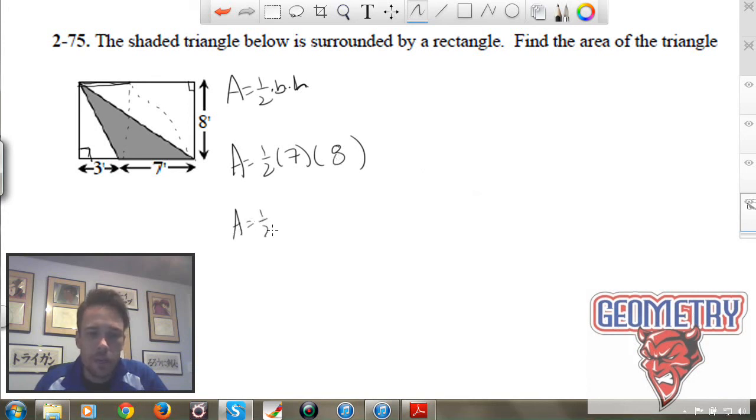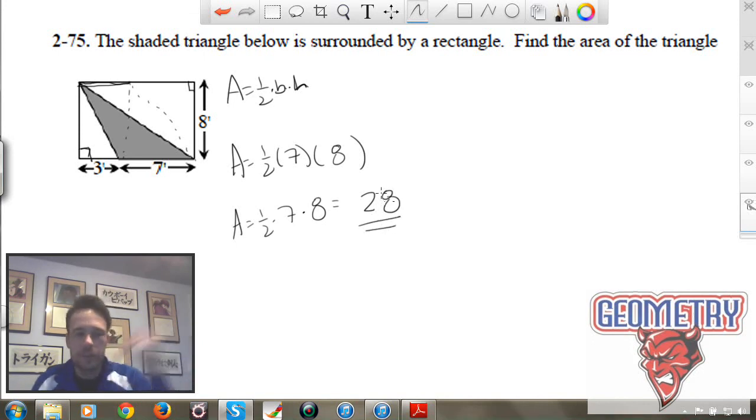So area equals 1/2 times 7 times 8, which is the same as 1/2 times 56, if you want to do it that way. Typically, if I was doing this, I'd probably just say 1/2 of 8 is 4, and then say it's 4 times 7, which is 28. So either 1/2 of 56 or 7 times 4, either way you want to think of it. So the area of this triangle is 28.